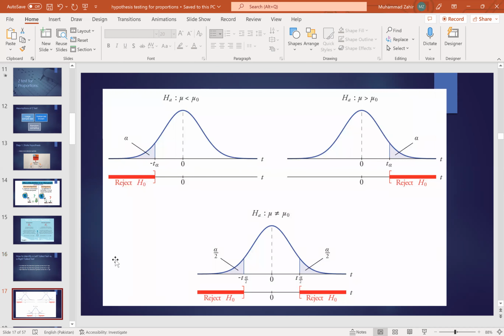So you can see in this, if we draw a normal curve, you can see left-sided, right-sided, and if it is not equal. So on this side, right-sided, the rejection area is here, and on the left side, the rejection area is here, and on this side, we have rejection area on both sides. In coming slides, I will describe everything one by one.